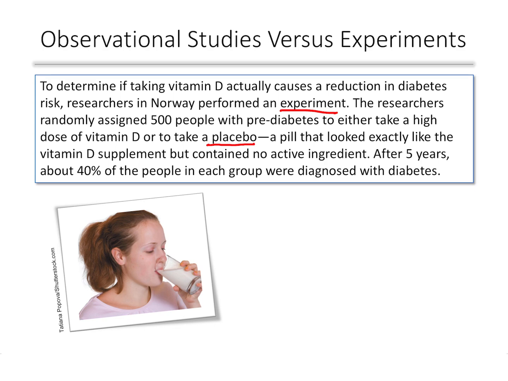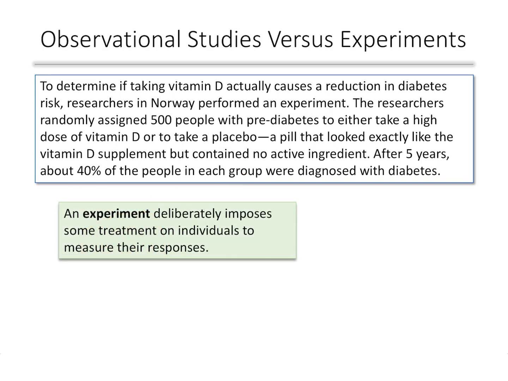And then after 5 years, 40% of the people in each group were diagnosed with diabetes. So when we look at this, some things that we're talking about in here that we need to look at. An experiment deliberately imposes a treatment on individuals to measure their responses.